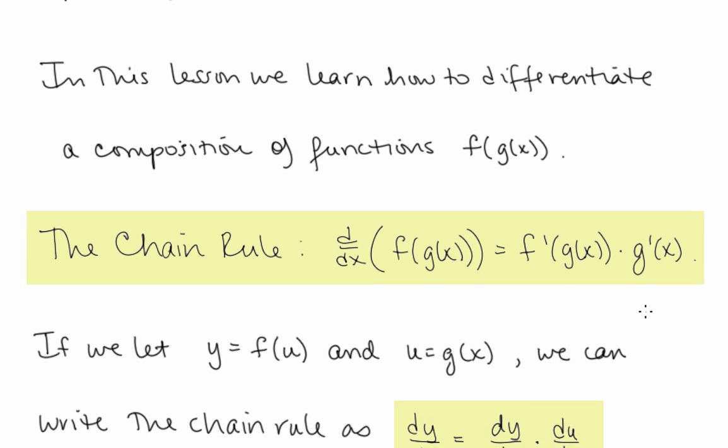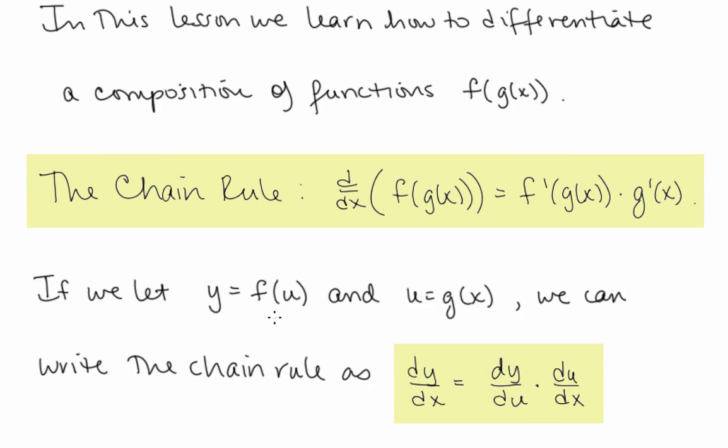Now we could use a different notation for this. If we let y equal f of u and u equal g of x, we can write the chain rule as dy dx is equal to dy du times du dx. So again, dy dx is the derivative of the composition taken with respect to x. F prime, evaluated at u, at g of x, is written as dy du. And then g prime of x is written as du dx. So this is just another notation for the chain rule.